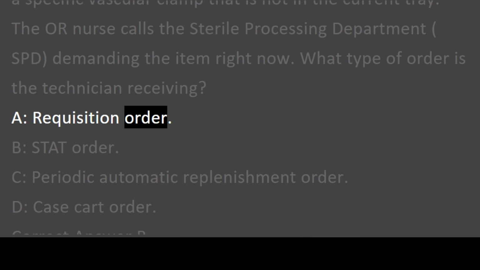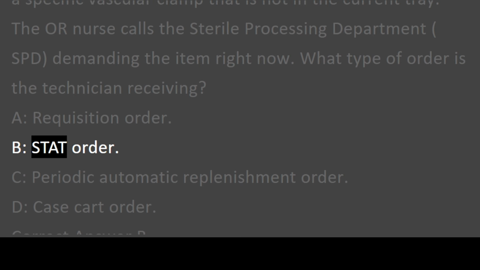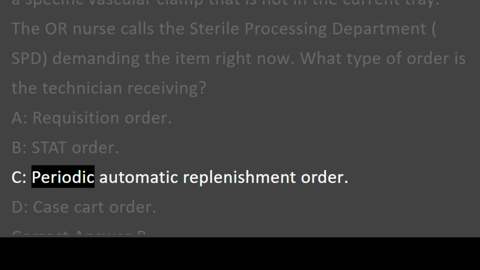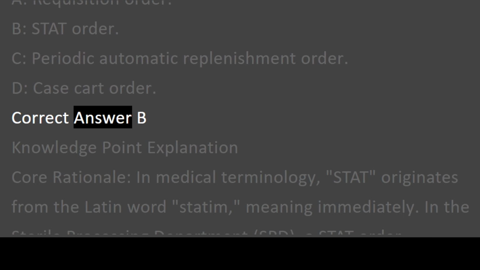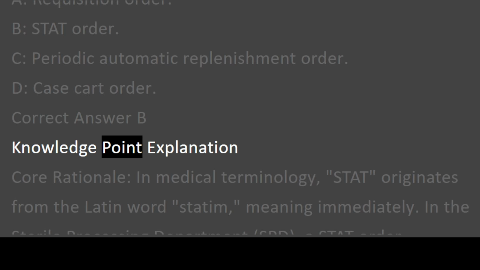A. Requisition order. B. Stat order. C. Periodic automatic replenishment order. D. Case cart order. Correct answer B. Knowledge point explanation.